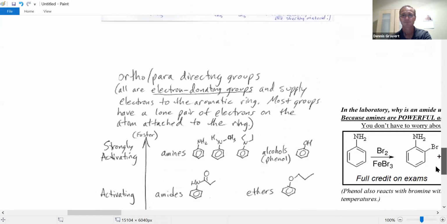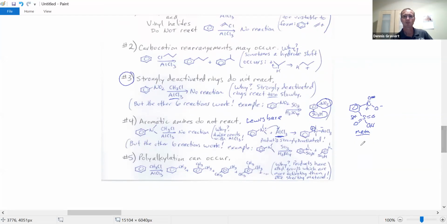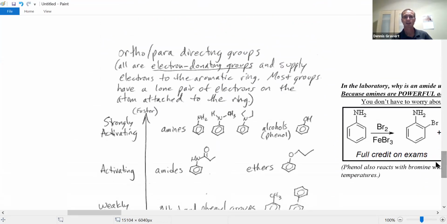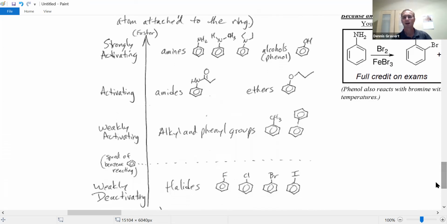Okay, let's see. So first thing we saw is a little more explanation as to why aromatic amines don't react. Well, they kind of do, but they don't do Friedel-Crafts because they turn into metadirectors and they react and eat up the catalyst. The other thing we saw back in Unit 1 is that no carbons halides, right? We had to memorize our list of ortho-para directing groups.